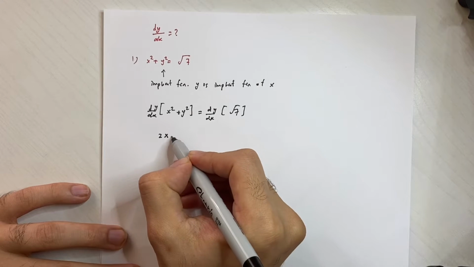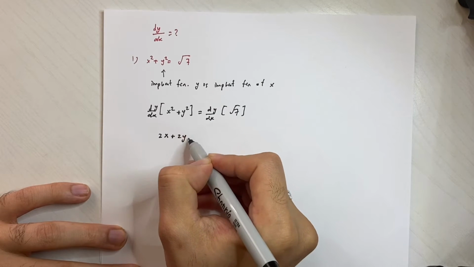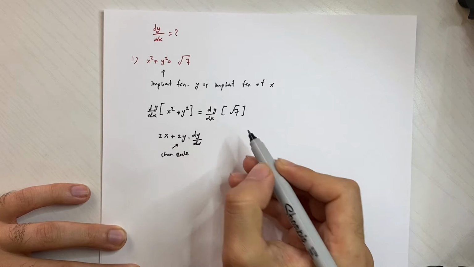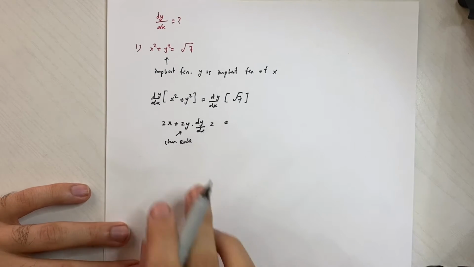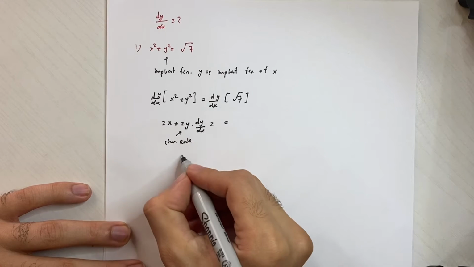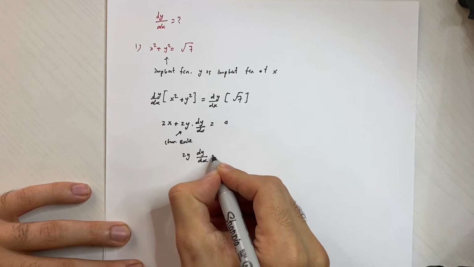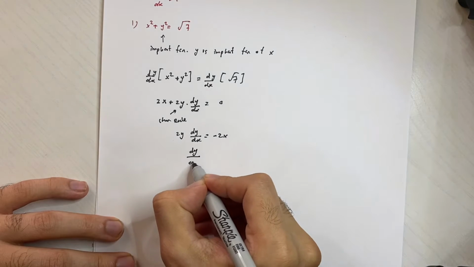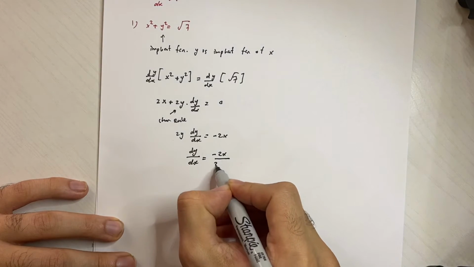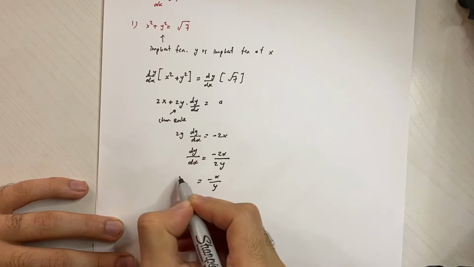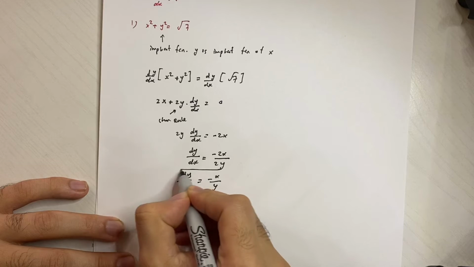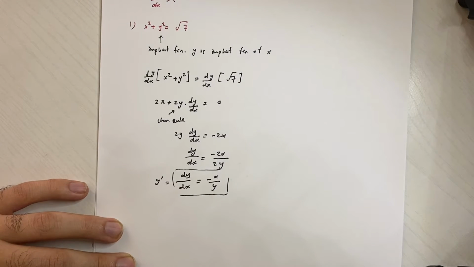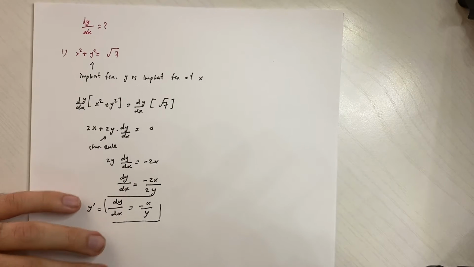First, to differentiate the left side, this is just 2x and then 2y, and we use the chain rule to take the derivative of y. That's dy over dx. Again, this is the chain rule, and the derivative of a constant is just 0. Now we want to solve for dy dx. So I'm going to move 2x to the other side, and then divide both sides by 2y. I'm going to end up with minus x over y. That's dy dx. It's also written as y prime.